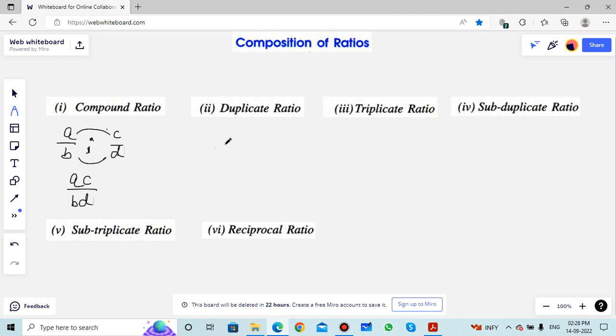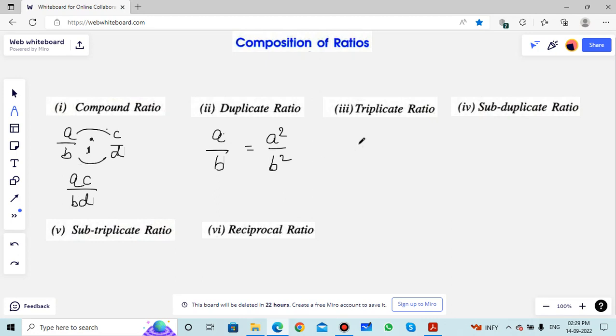Next is duplicate. The word itself tells you duplicate means it's multiplied by itself. So for example, A is to B is there. The duplicate ratio of A is to B will be A square upon B square. Means how do you get the square of A and the square of B? You are multiplying A with A only and B with B only. So this is how you get the duplicate ratio.